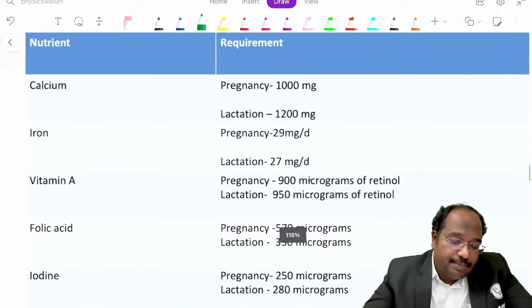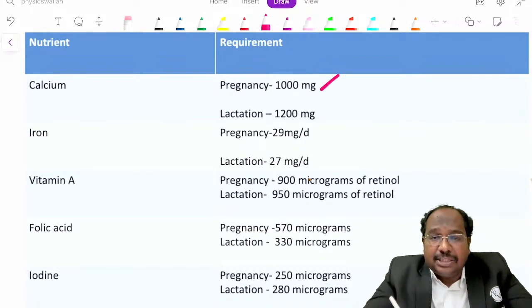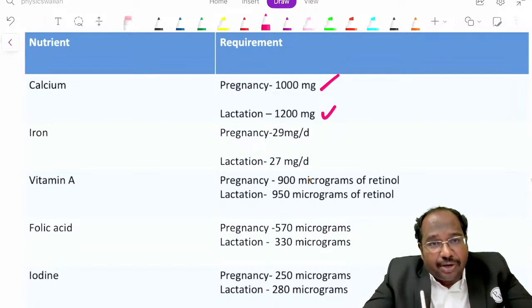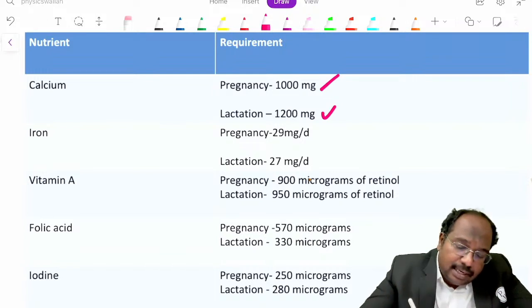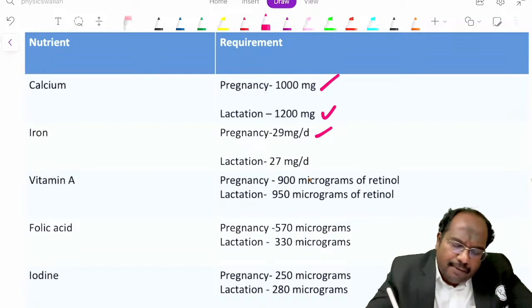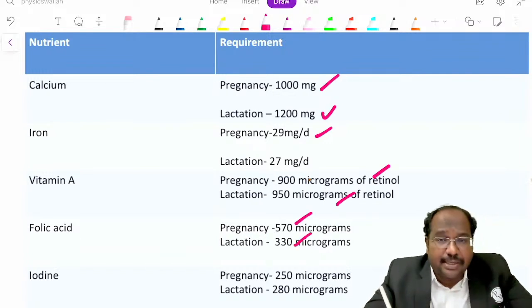Calcium, guys. In pregnancy we have 1000 milligrams. In lactation you require more, actually 1200 milligrams. So compared to pregnancy, lactation requires more calcium. Remember, iron is 29 milligrams in pregnancy and 27 milligrams in lactation, so you require less in lactation compared to pregnancy. Vitamin A is slightly more, 950 micrograms, and folic acid is less compared to pregnancy.